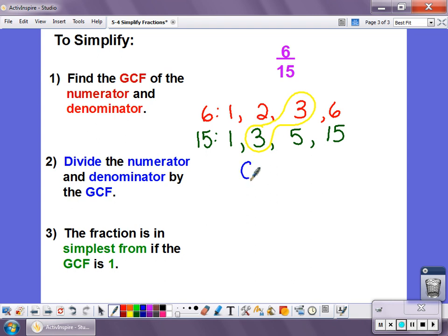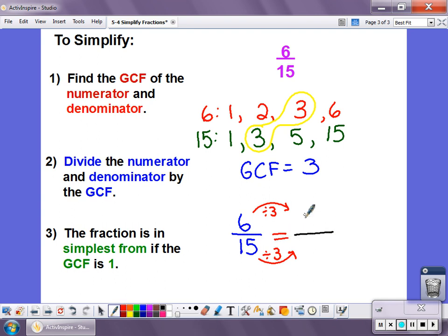So my GCF is 3. Now I'm going to take this fraction, 6 over 15, and I'm going to divide my numerator by that GCF, and I'm going to divide my denominator by that GCF. And it's going to give me an equivalent fraction. 6 divided by 3 is 2. 15 divided by 3 is 5. So 2/5 is this fraction in simplest form.